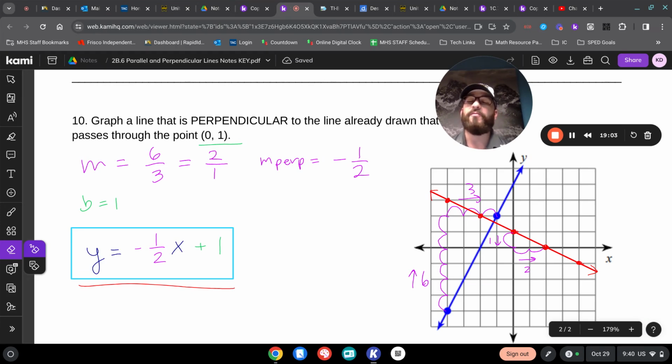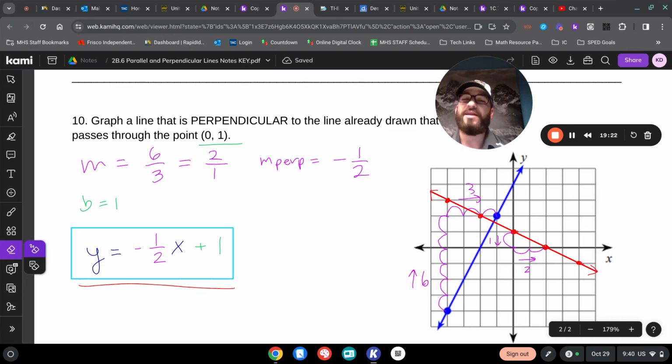Then the second piece of information they gave us is that it passes through the point (0, 1). That x value is 0, so we know that point is the y-intercept, so b is equal to 1. So we have our slope, we have our y-intercept. We can go ahead and write our equation in slope-intercept form. y is equal to -1/2 x plus 1.